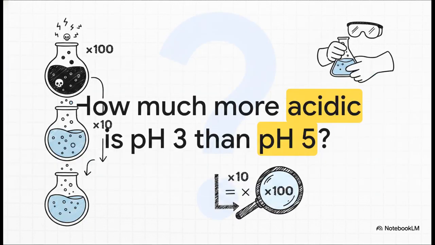All right, let's treat this like a quick interactive challenge. If a pH of 4 is 10 times more acidic than a pH of 5, how much more acidic is a pH of 3 than a pH of 5? I'll give your 8th grade brains a couple of seconds to crunch the numbers. Did you guess 20?